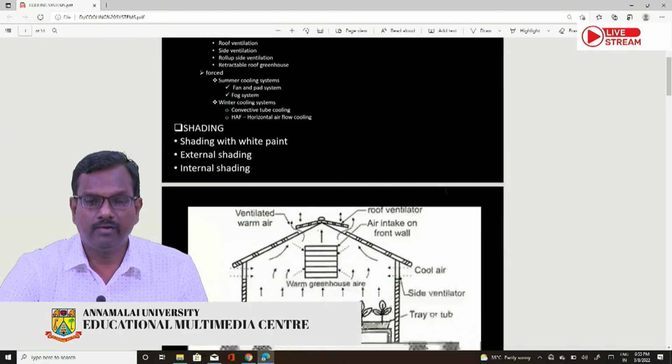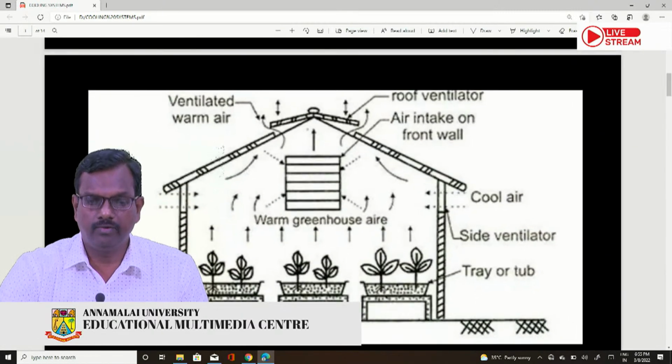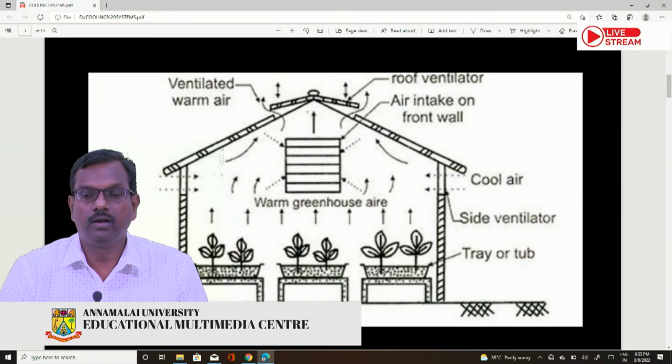So the first thing I have said is the ventilation. So in the ventilation I have said that there are two different types. One is natural ventilation, also called as passive ventilation, and the second one is forced ventilation, also called as active ventilation. So in the process of natural ventilation, I have again said there are four types. The first two types include the roof ventilation and the side ventilation.